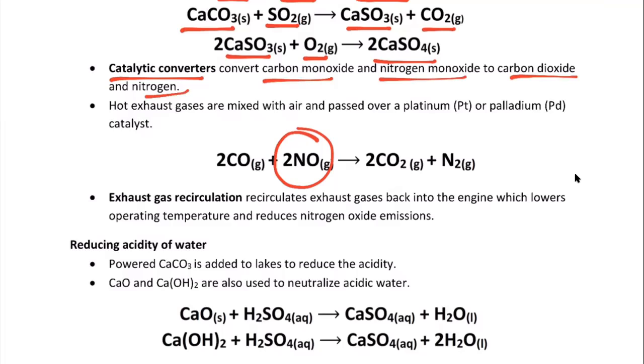What happens is the hot exhaust gases coming out of the engine are mixed with air and passed over either a platinum or a palladium catalyst. That causes them to create carbon dioxide gas and nitrogen gas, which are not as dangerous, at least, as the nitrogen monoxide gases. Okay.